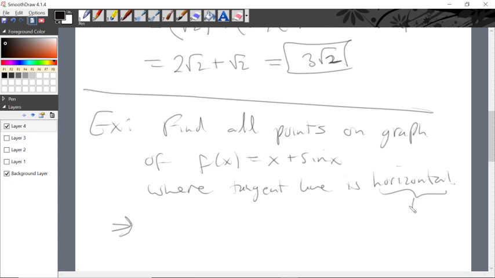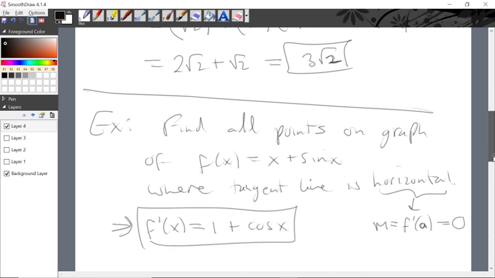In order for the tangent line to be horizontal, that means the slope of the tangent line, which is f prime of a, would have to equal 0. All right, so the slope of the tangent line is 0. So we need to find the derivative. Let's start by finding f prime of x. F prime of x is going to be 1 plus the cosine of x.